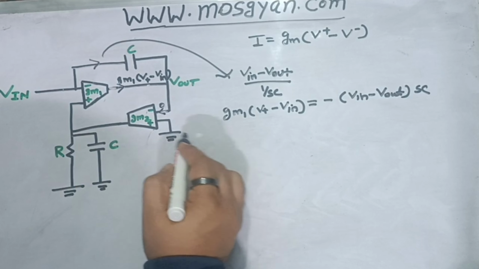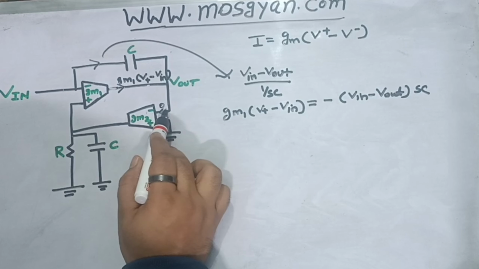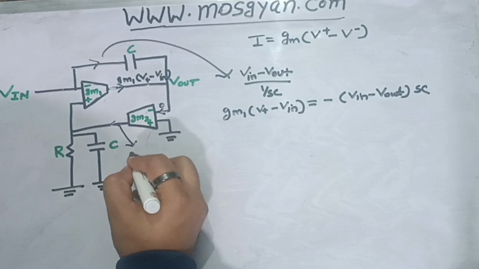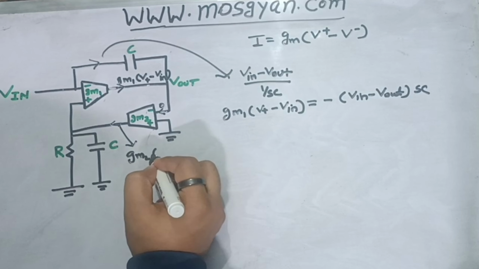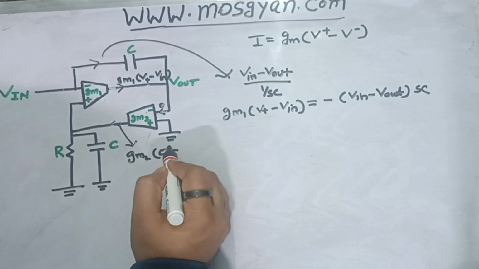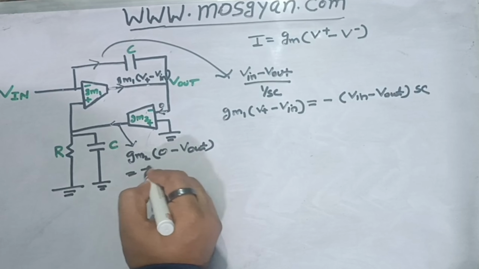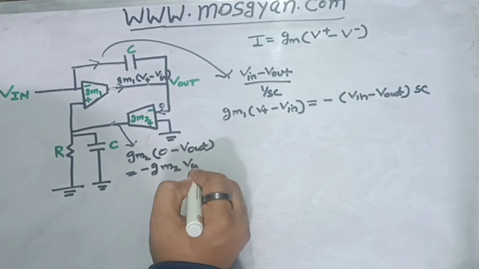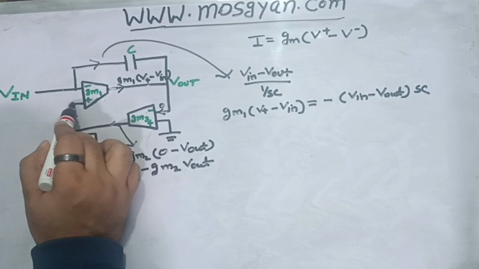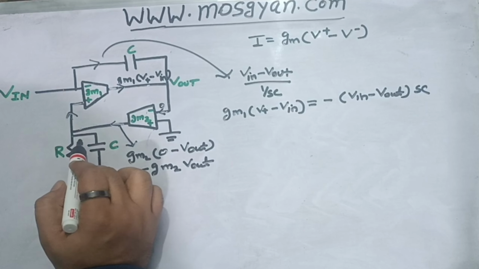Now, if you see here, since this node is ground and there is not any current going in this terminal, if I have to write the current flowing from this terminal, the value of this current will be equal to Gm2 into (V plus minus V minus). V plus is ground, so 0 minus V negative. V negative is Vout in terms of voltage. So this current would be equal to minus Gm2 into Vout. Now again, there won't be any current going in this terminal of this voltage controlled current source. So the entire current will flow through this RC structure.